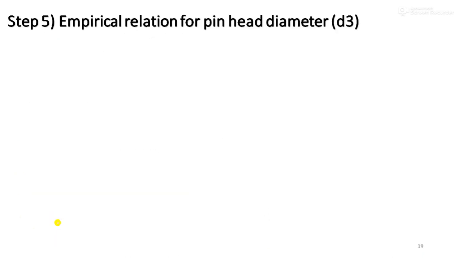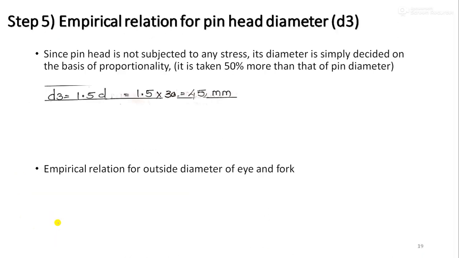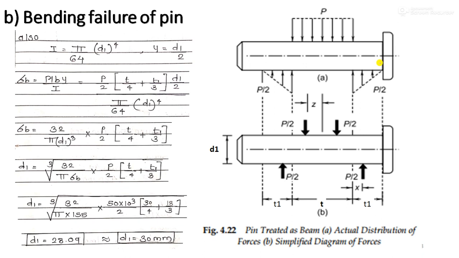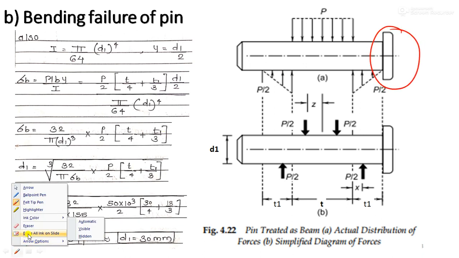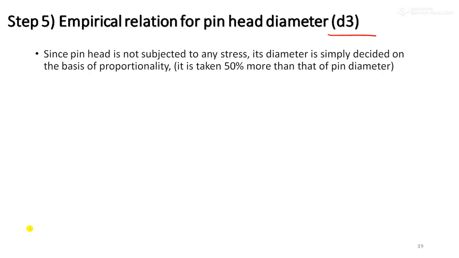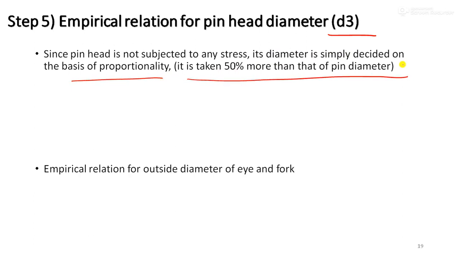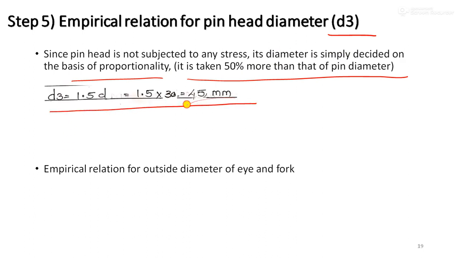This is how we have to do the empirical relations. What are the empirical relations? Now see this pin head. What is D3? D3 is nothing but the pin head diameter. As I said, this pin head is not subjected to any stress. Its diameter is simply decided on the basis of proportionality. So it is taken as 50% more than the pin diameter. So D3 is equal to 1.5 times d.